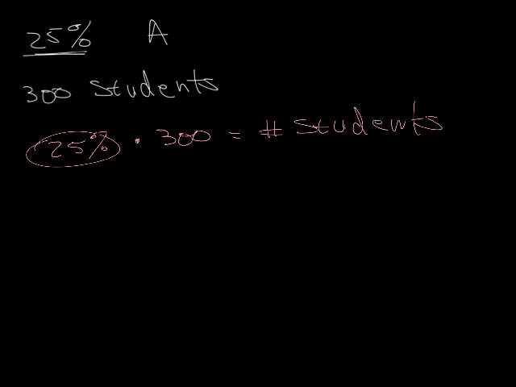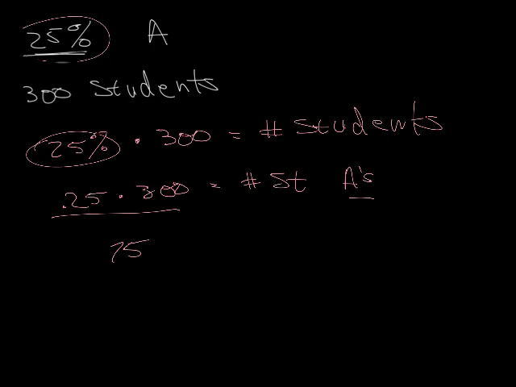And again, we have to change that to a decimal. So 0.25 times 300 equals the number of students who get A's. So 0.25 times 300 is 75. So 25% of 300 is going to be 75 students. So there's 75 students that are going to be getting A's in elementary algebra.